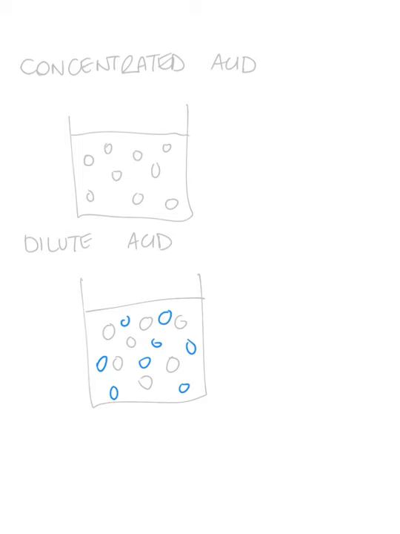The less water you have, the more concentrated the acid is, and you can have it to the point where you have just got acid particles within your beaker. Okay, so that's concentrated and dilute, and those are the terms that you would have been taught in year 7, year 8 and year 9.